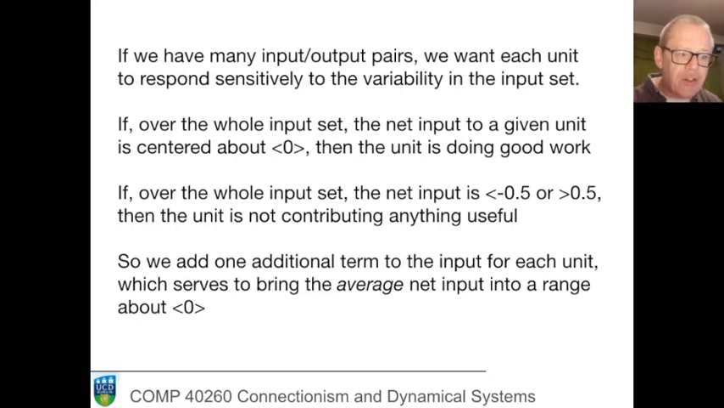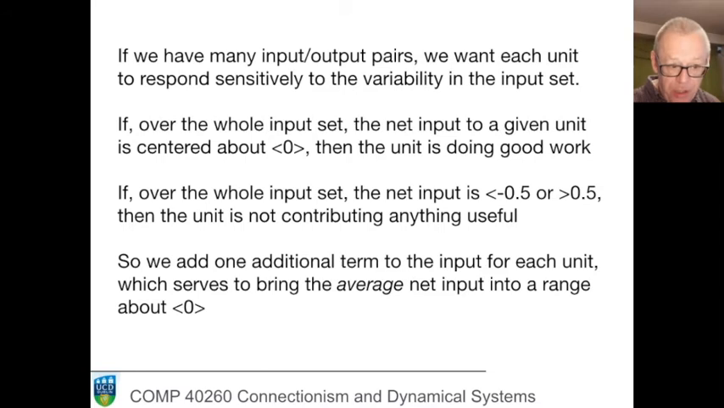If the input set as a whole is such that the net input to a given unit is approximately 0, then the unit will respond differently to different patterns in the input set, and the unit is doing good work for us. If, however, over the whole input set, the net input were clustered at a large negative value or a large positive value, then the unit will produce essentially the same output for all input patterns, and so it won't be contributing anything useful to the overall computation done by the network.